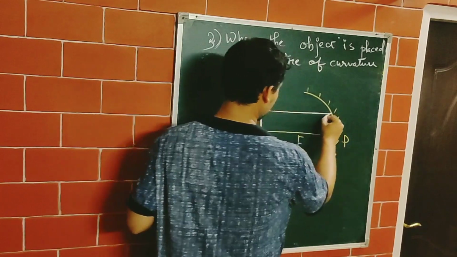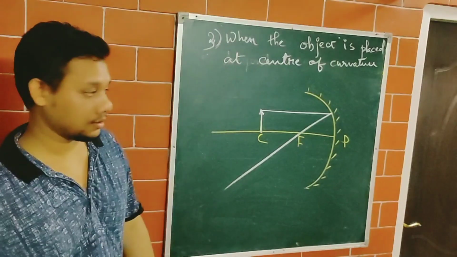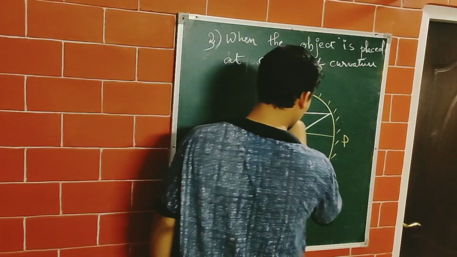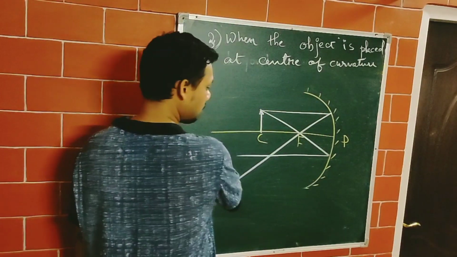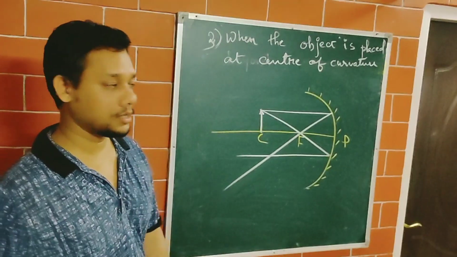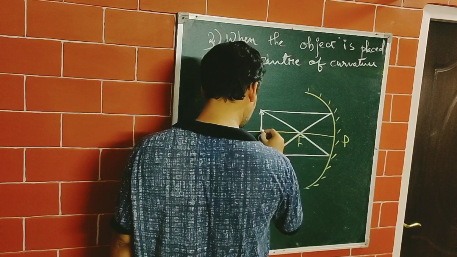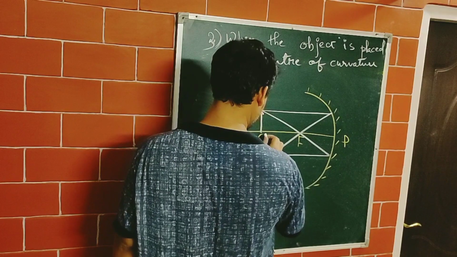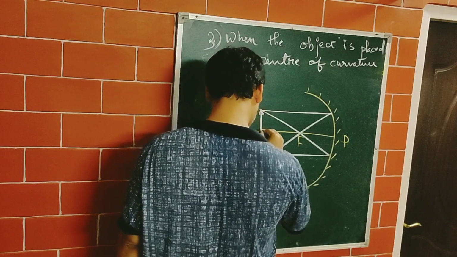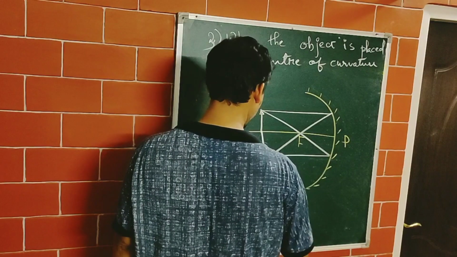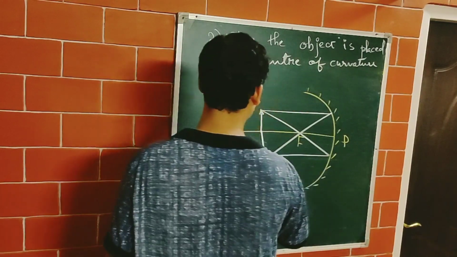A ray parallel to the principal axis, after reflection, passes through the focus. A ray through the focus, after reflection, passes parallel to the principal axis. And this time we have seen that the image is formed exactly at the center of curvature. The image will form at the center of curvature.